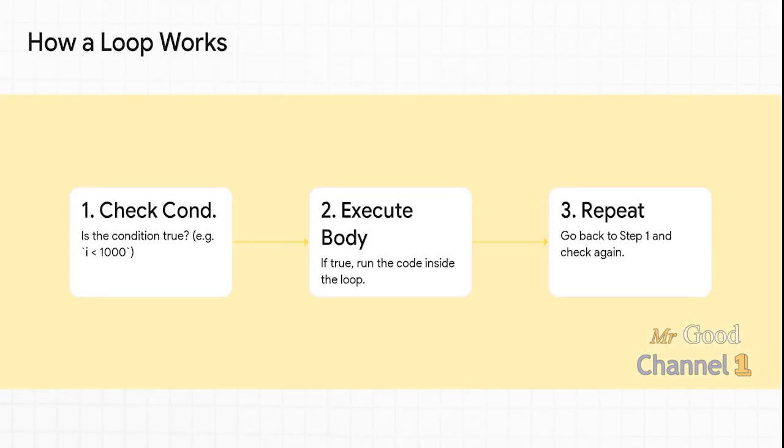And, no matter how complicated they look, every single loop boils down to this super simple three-part dance. First, it asks the question, the condition. Like, hey, is our counter variable i still less than 1,000? If the answer is yes, it moves on to step 2 and performs the action in its body. And then, step 3, it just zips right back to the top to ask the question all over again. Condition, body, repeat. That's the magic.